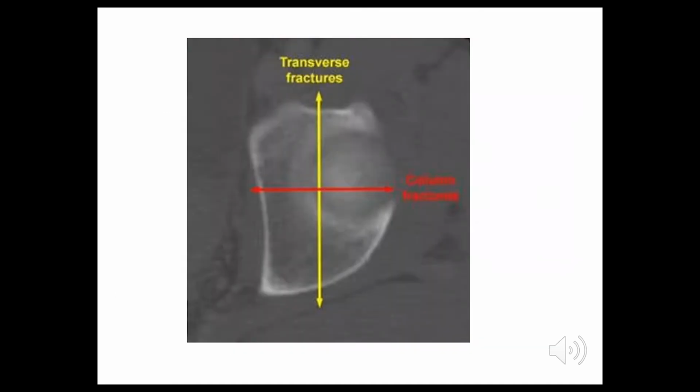So just to recap, there would be a horizontal fracture line orientation in fracture of one or of two columns, represented here by the red line, whereas the fracture line orientation would be vertical or in an AP direction in transverse fracture, which is represented here by the yellow line.